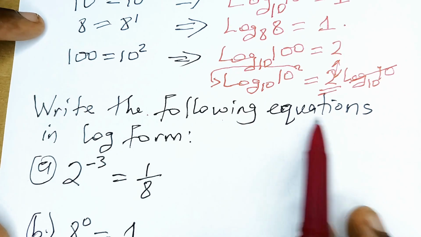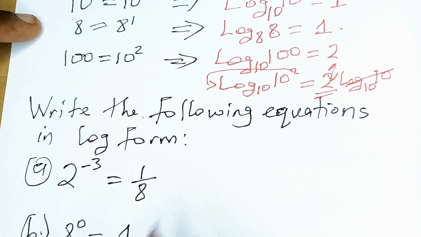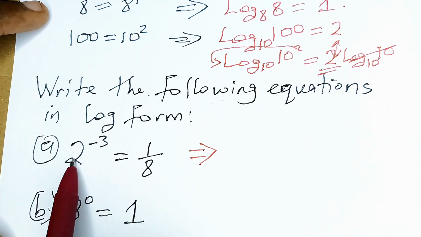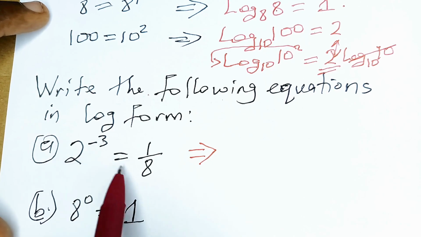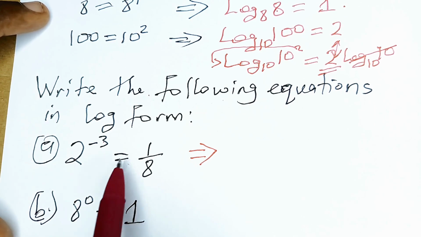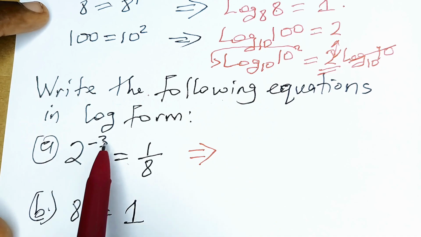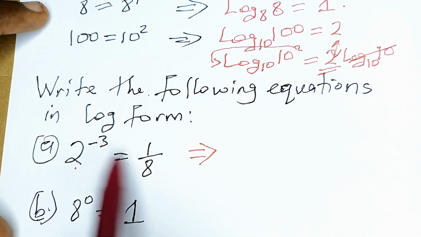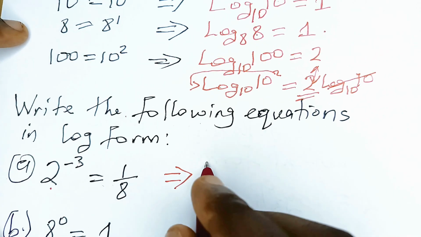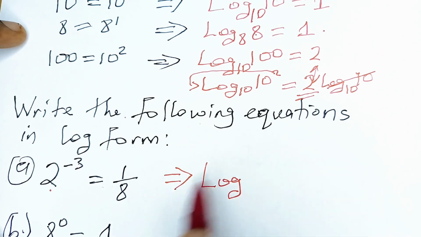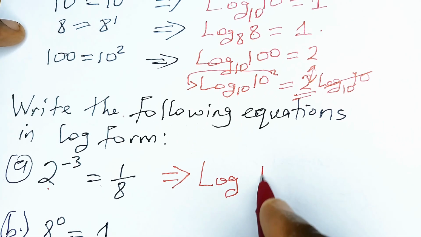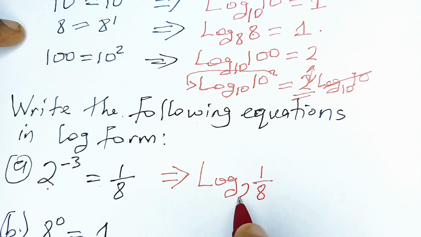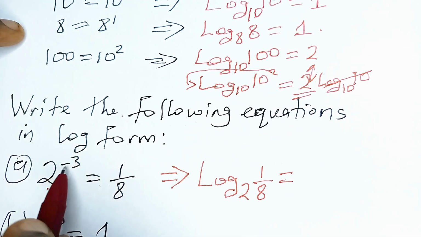Write the following equations in log form. How can this be in log form? This is number, and we have a power, is equal to another number. So this number that is raised to the power of minus, we call it base, because it's having a power. So base to a power is equal to number. So how do we do now? Now say log of a number. So this is our original number now. So log of 1 over 8 to a base of 2 will be equal to minus 3.